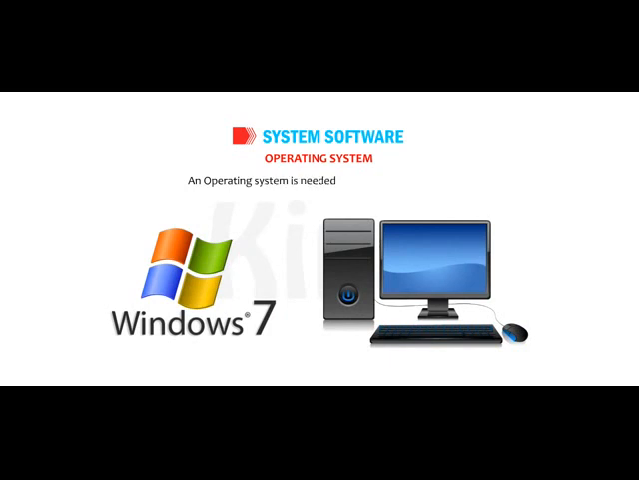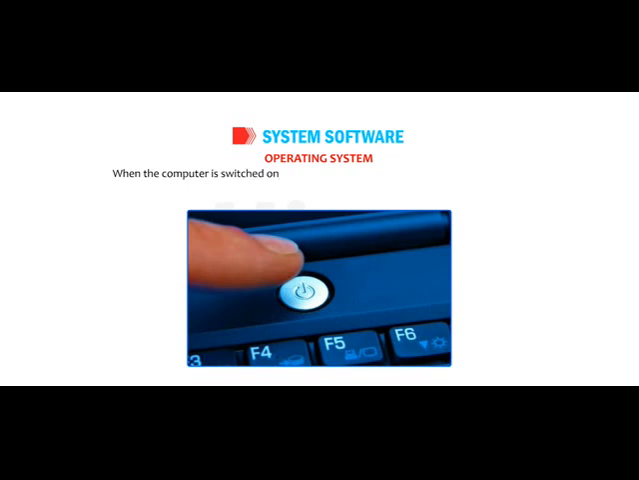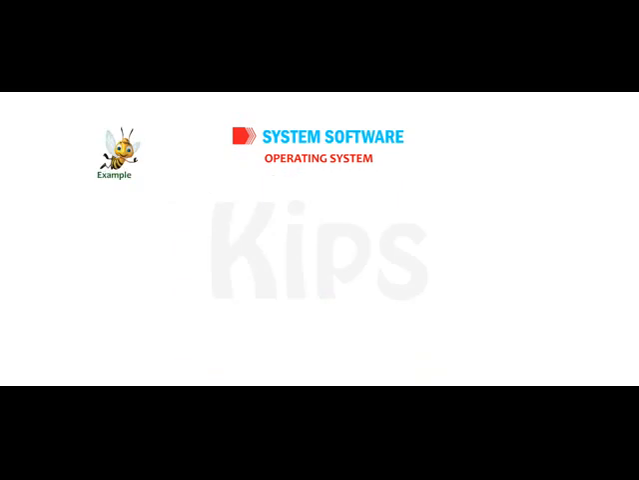Operating system. An operating system is needed to operate a computer. It controls the overall activities of a computer. It acts as a link between the user and the hardware and enables them to work together. When the computer is switched on, the operating system is the first program that gets loaded in its memory.